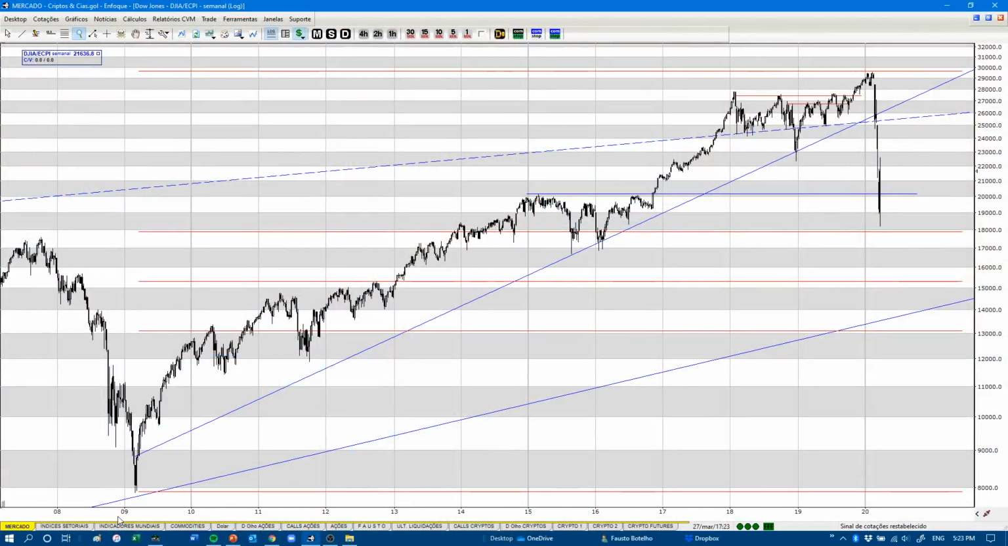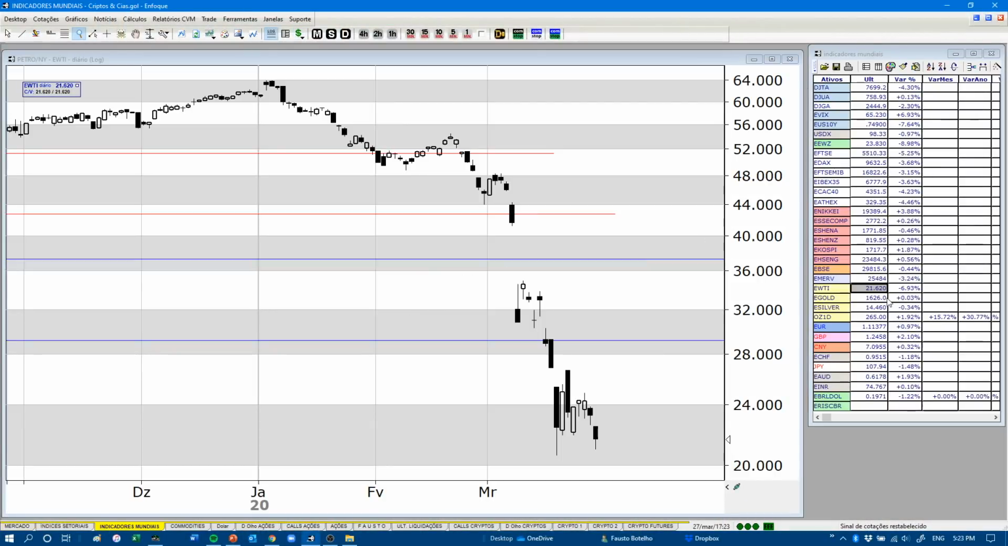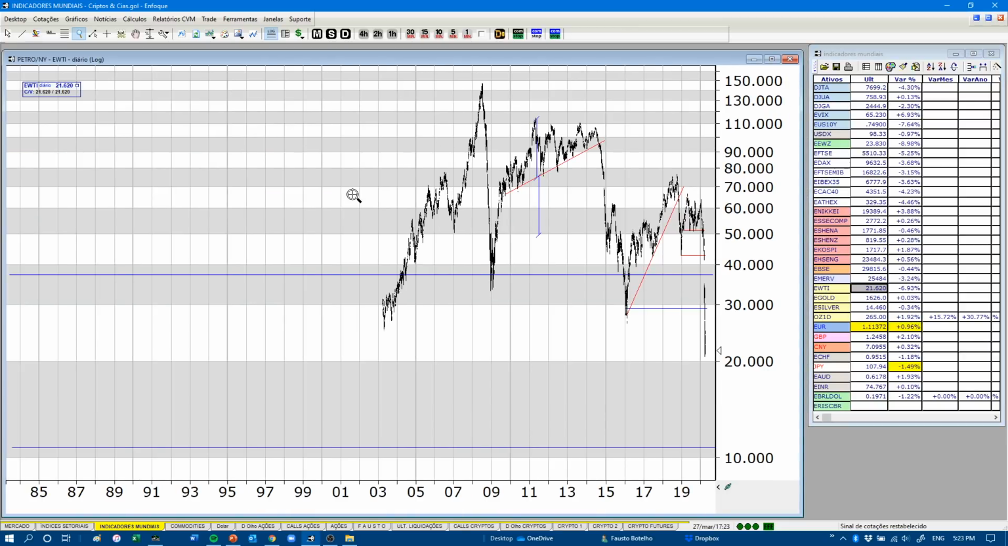Very well. So now let's take a look at the other assets. Like, for instance, oil. And here's oil. It's right over here, oil.